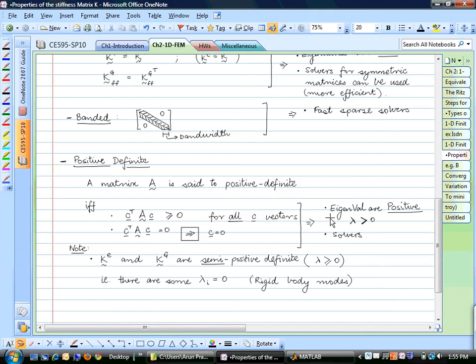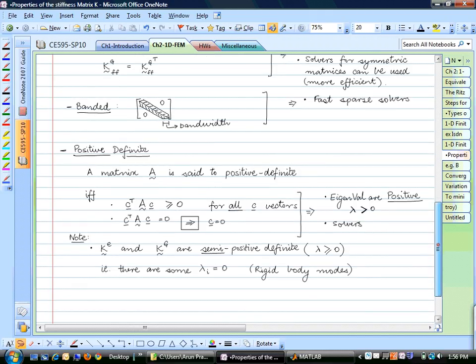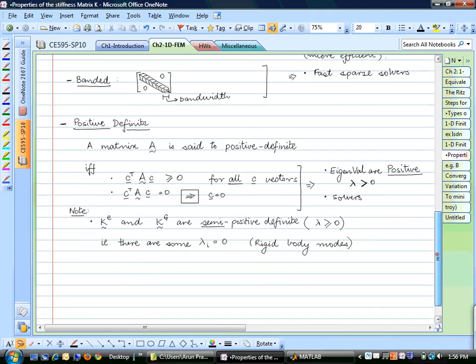And when a matrix is positive definite, all the eigenvalues are strictly greater than 0. No eigenvalue can be actually equal to 0 in this case. So a positive definite matrix means all the eigenvalues are strictly greater than 0. And this again has some benefits in terms of the solvers.